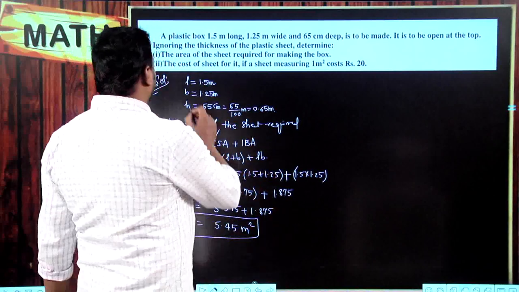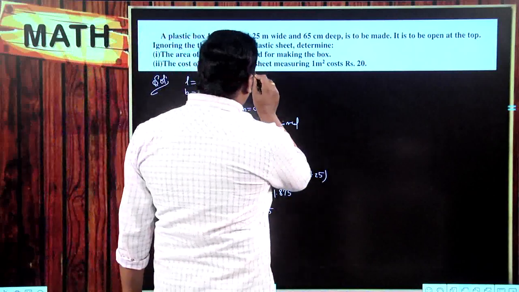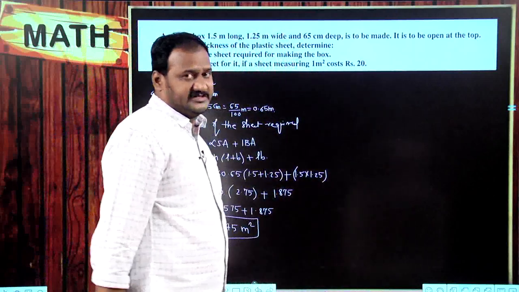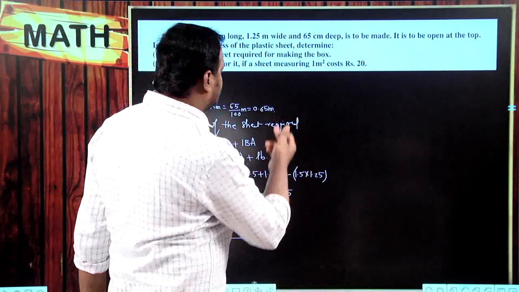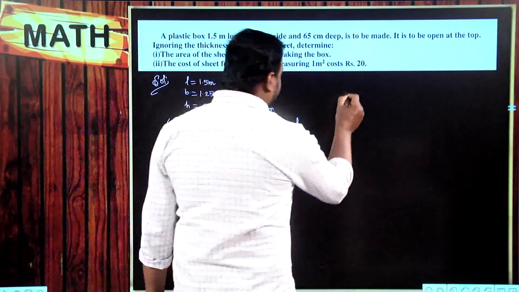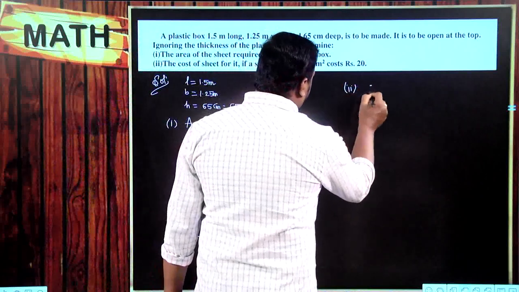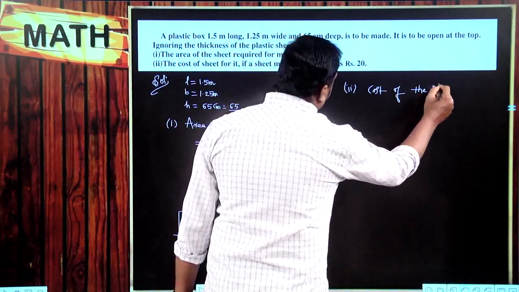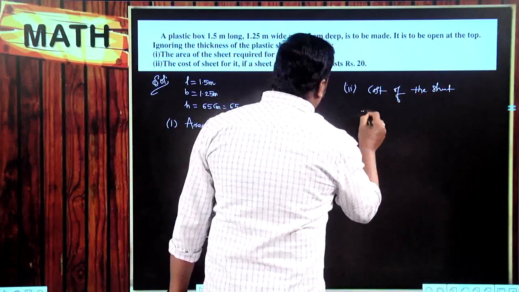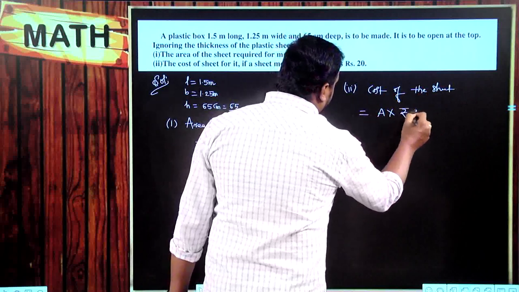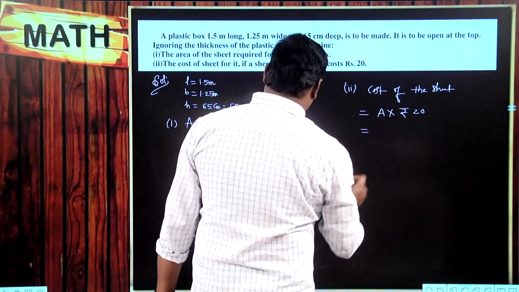And coming to the second one, the cost of the sheet for it, if a sheet measuring 1 meter square costs 20 rupees. If 1 meter square is equal to 20 rupees, how many meter squares are there? 5.45 meter squares are there. Therefore, the total cost of the sheet is going to be total area multiplied by rupees 20. Okay. So, total area is equal to how much?